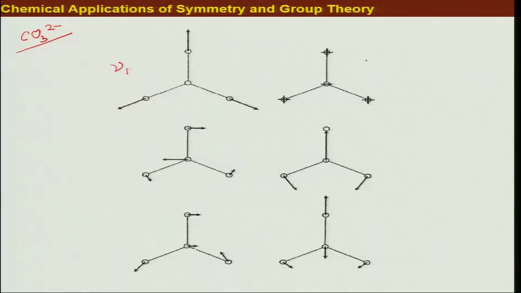We mentioned this one as nu 1, this one as nu 2, this is nu 3A, this is nu 3B, while this is nu 4A and this is nu 4B. It will be clear in a moment why we are calling these 3A, 3B, not like 3, 4, 5, 6. There is a reason, and that is also given by the symmetry properties of these motions.